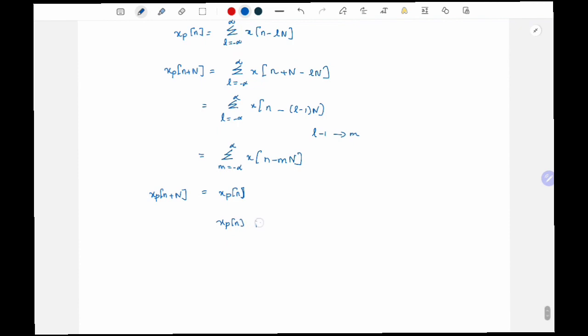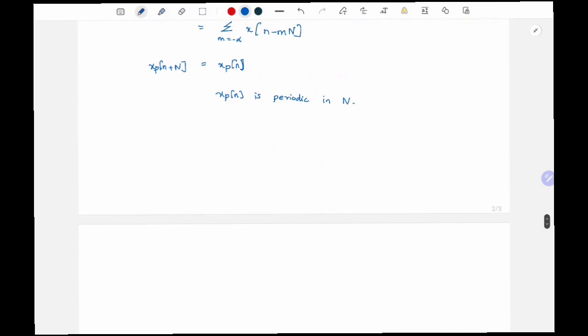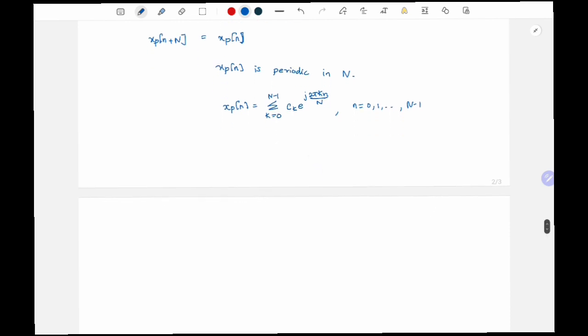So xp of n is periodic in N. So if it is periodic, then I can write a Fourier series for this, right? So I can write xp of n as summation k equal to 0 to N minus 1 ck e power j 2 pi k n by N, and my n will be equal to 0 to N minus 1. And if you want n and n plus N, it's going to be the same, right? Because it is periodic. So this is your discrete Fourier series.